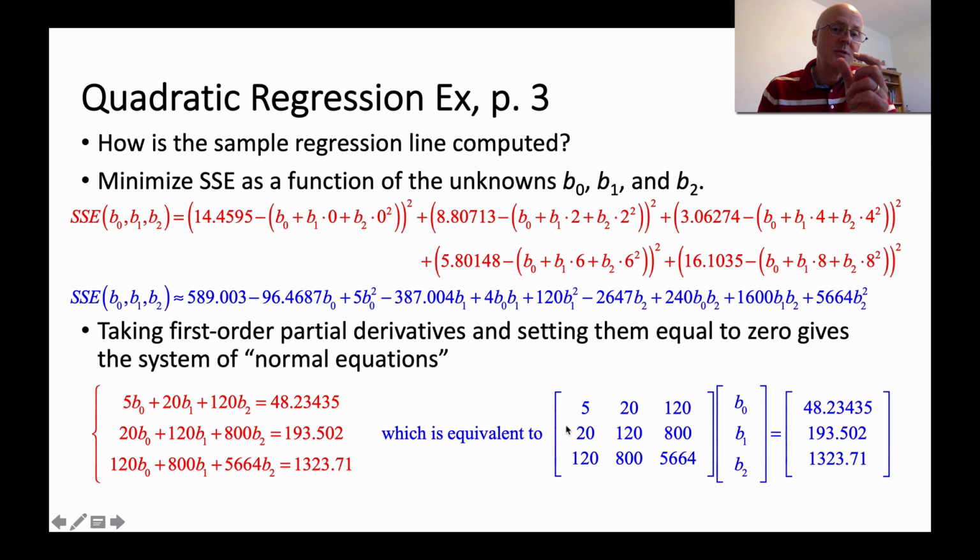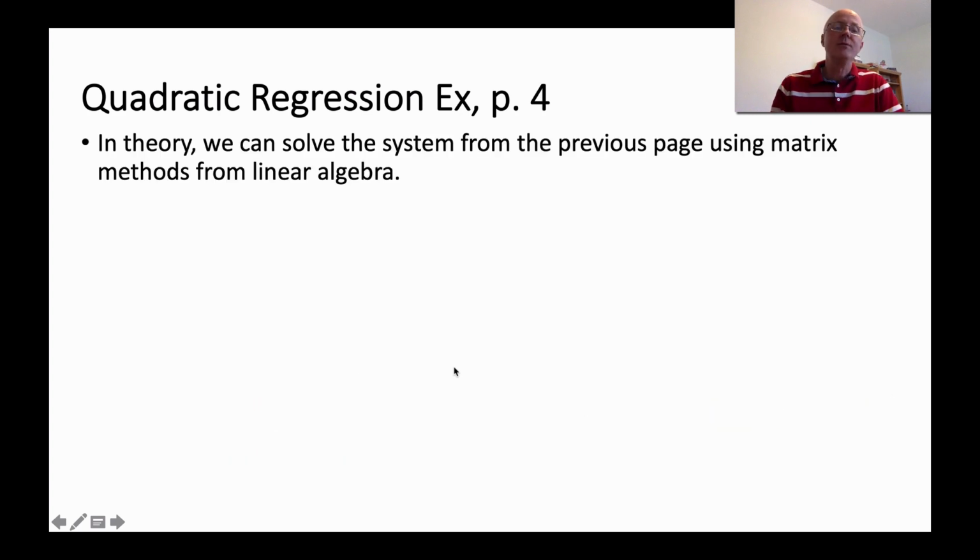If you know how to take a matrix times a column vector, you can double check that when you multiply this matrix times this vector, you get another vector whose components are these three expressions on the left-hand side of this system of equations. And that is set equal to a three-dimensional vector that is the right-hand sides. These numbers, the 48.2, the 193.5, and the 1323.7, are over here. So we can think of this as a matrix-vector equation that we can solve using linear algebra.